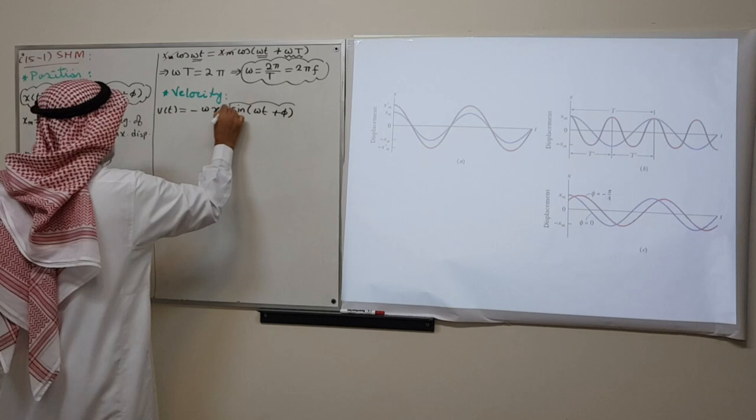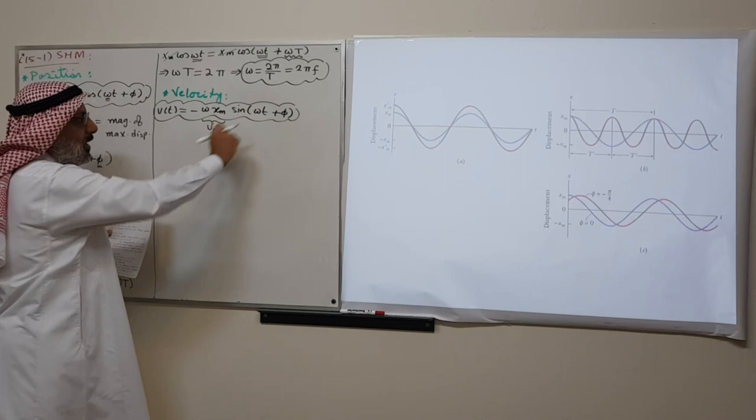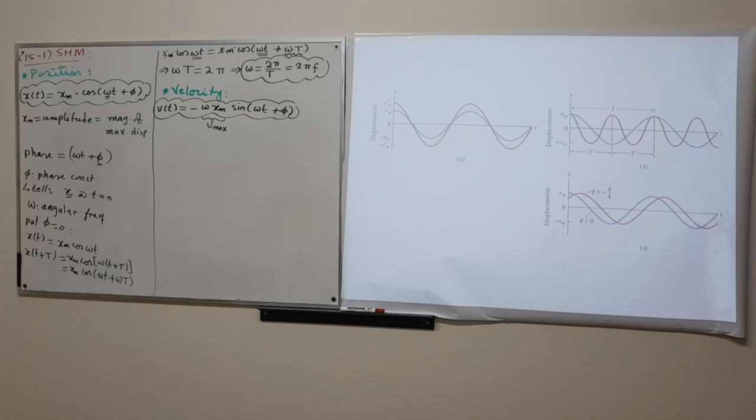This value here is the maximum value of the speed, because the maximum value of sine is plus minus 1. In that case, what is the speed? It is equal to omega xm. More importantly, you can see now the shift or the phase relationship between the velocity and the displacement.